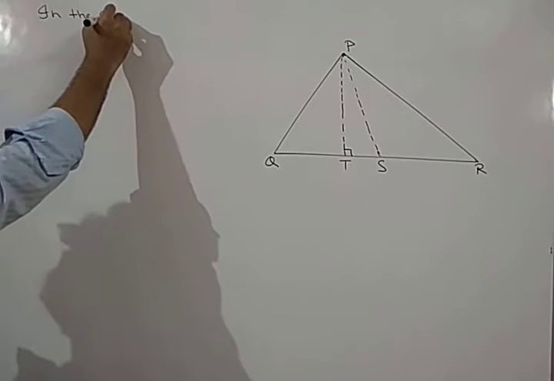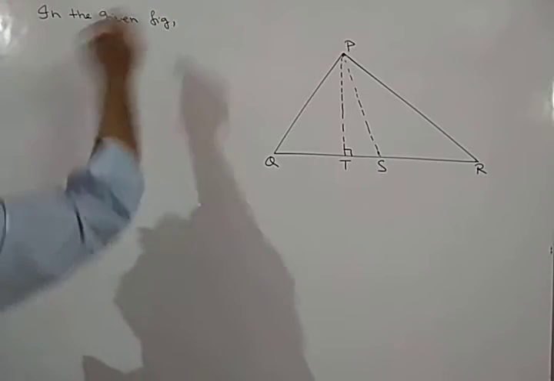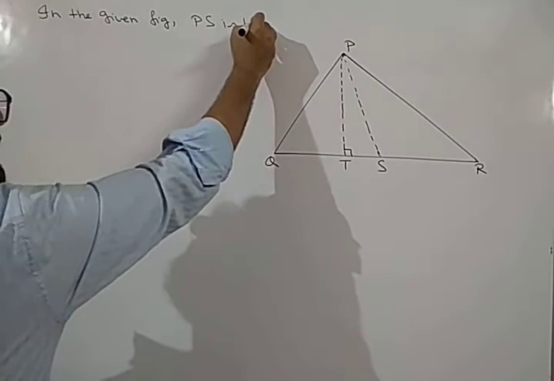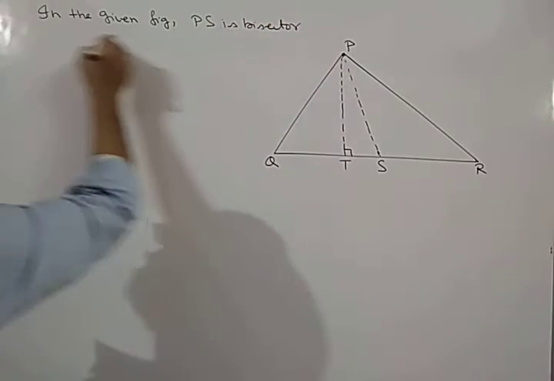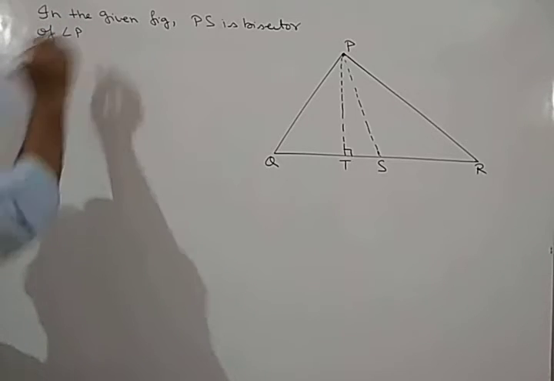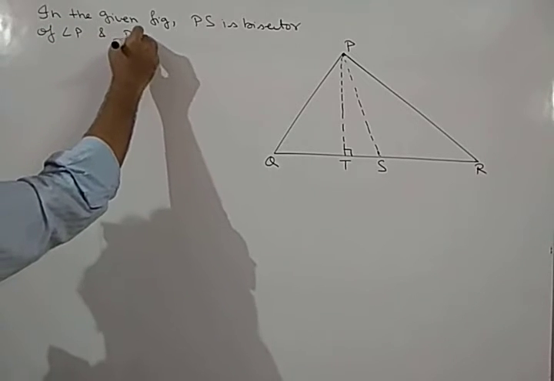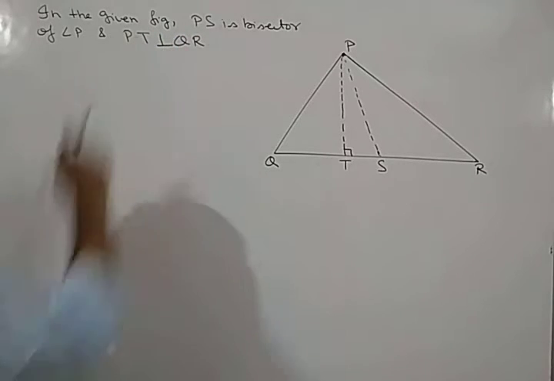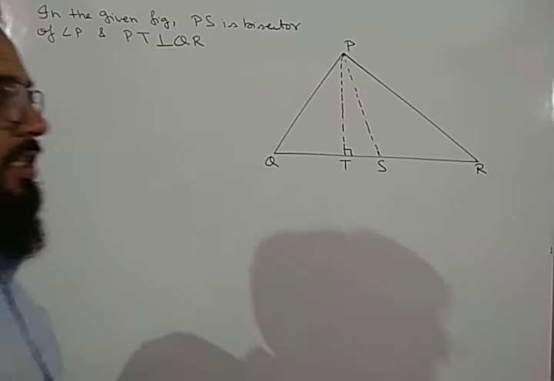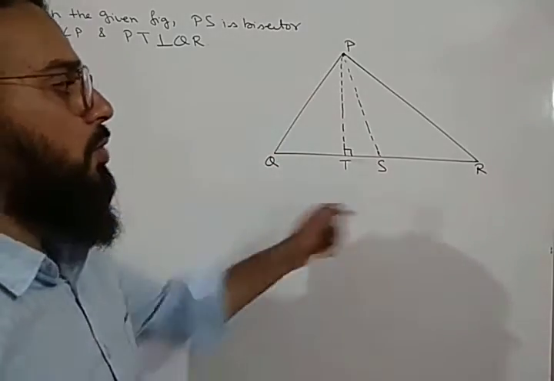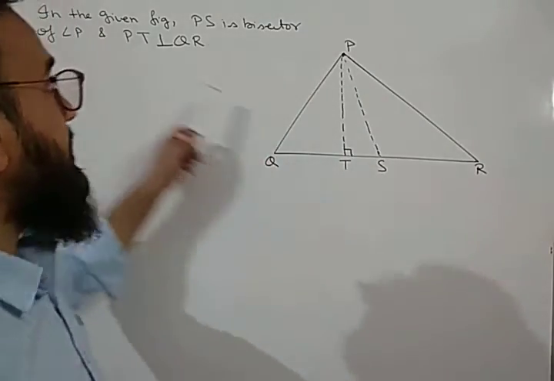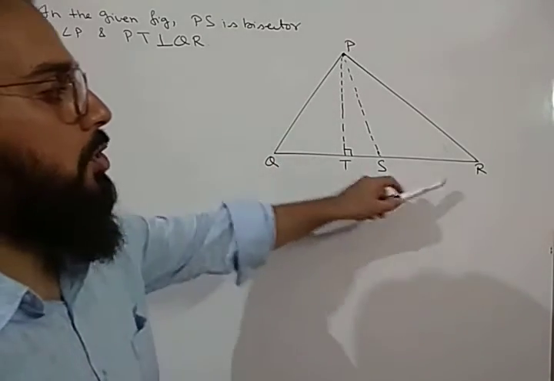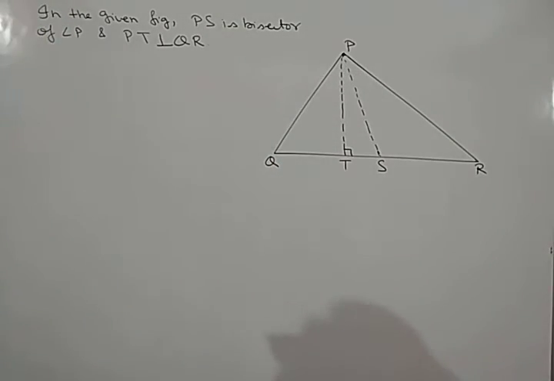In the given figure, PS is bisector of angle P and PT is perpendicular on QR. Okay, these two things are given. Triangle PQR is given. PS is the bisector of angle P and PT is drawn perpendicular to QR. Okay, this much is given.